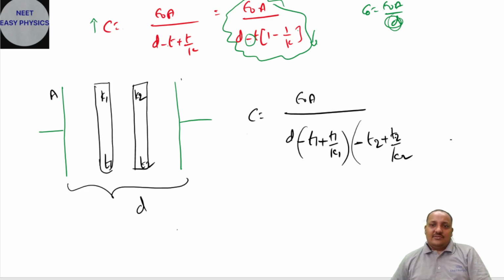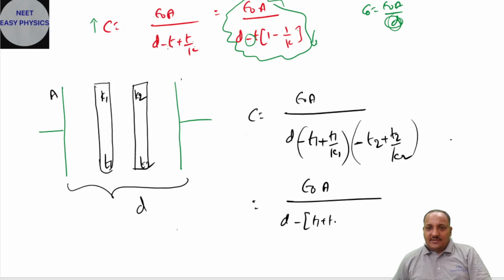Like this we have to write each and everything. Finally, we will rearrange it like this: epsilon naught A by D minus T1 plus T2 plus T1 by K1 plus T2 by K2. Like this we have to write. Let us assume they have given 3, then what we will get here? Minus T1 plus T2 plus T3, plus T1 by K1, T2 by K2 and T3 by K3.